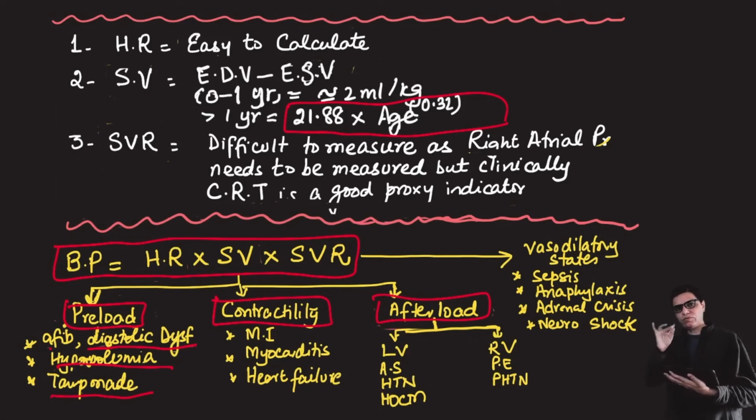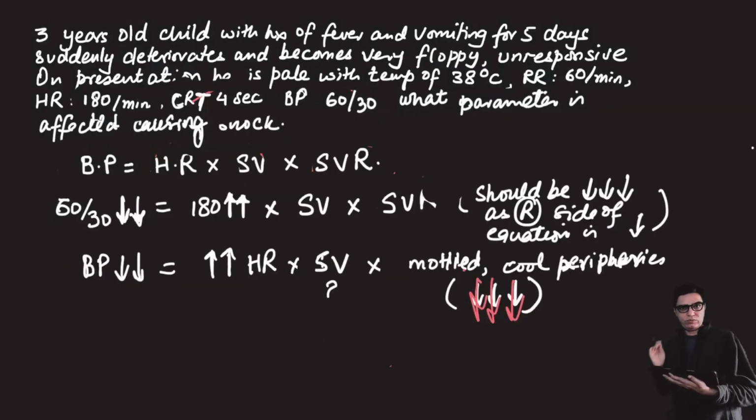If there's a problem with stroke volume, either there is reduced preload, or there is a problem with the pump, or there is increased afterload. And I've told you the causes. If you just focus on these causes and remember them, you can pinpoint your underlying cause. So I hope this is now clear to you. Let me quickly go through an example, and that would further clarify it.